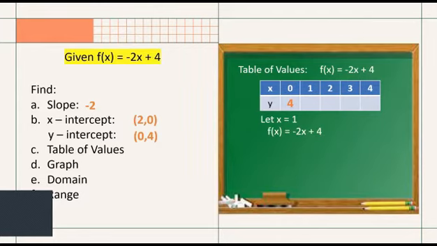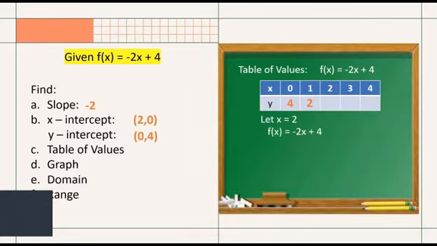Write the given function as y equals negative 2x plus 4. Then substitute x as positive 1: negative 2 times 1 plus 4. Then simplify: y equals negative 2 plus 4. Then combine: y equals positive 2. If x equals 1, our y is positive 2. Let x equal 2.